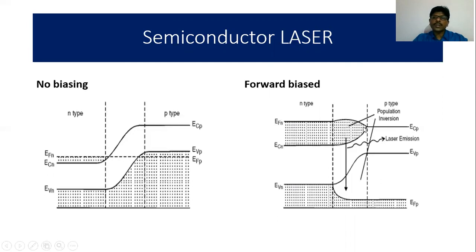How do you define what is the depletion region? It is a region which does not have free electrons and holes when there is no biasing. But when there is biasing, then what will happen? The electrons will come in from the n side and holes will come in from the p side. So in this region, the depletion region, there is a population inversion. That is, there are more number of electrons than holes. Now there is a recombination of electrons and holes in the depletion region. When they recombine, they give out light, that is laser light.